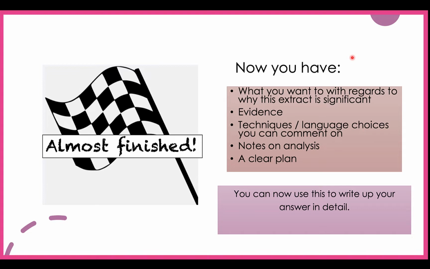So we're almost finished. So now you have what you want to say with regards to this extract. You know why it's significant. You've got ideas. You've also got a range of evidence that you can use. You've analysed, or you should have analysed at this point, different techniques or language choices that you can comment on, various notes peppered throughout the extract, and a clear plan in terms of the points that you want to make, the quotations that you could use to back up your ideas, and then a few different ideas on what you would say about them. You can now use this to write up your answer in detail.